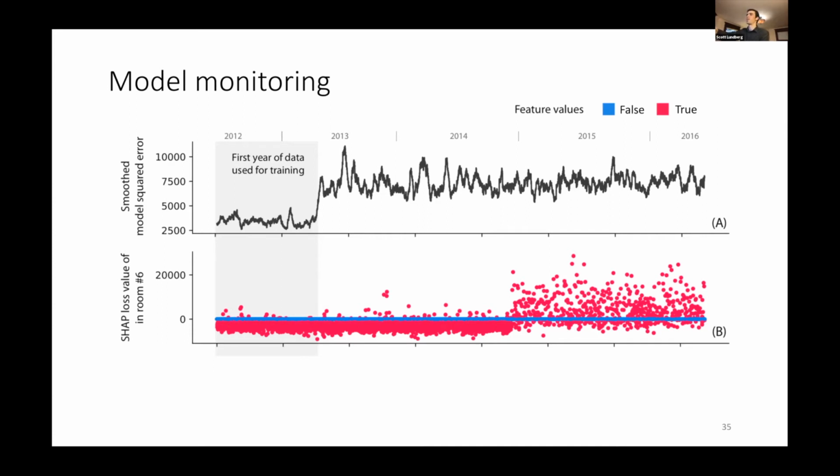They have no effect on the model's loss, as expected, because not knowing you're in that room doesn't really tell me much, because you could be in hundreds of other rooms. However, when we do know you're in this room, it lowers the loss. It's informative, which is good. So the red dots are actually negative, meaning they lower the loss until about the end of 2014. And then you can see suddenly they're predominantly positive, meaning they're increasing the model's loss.